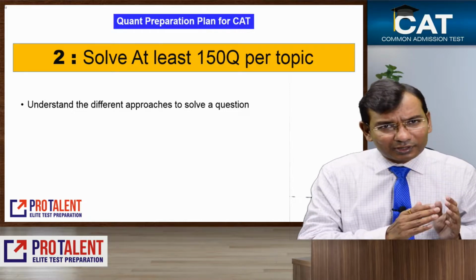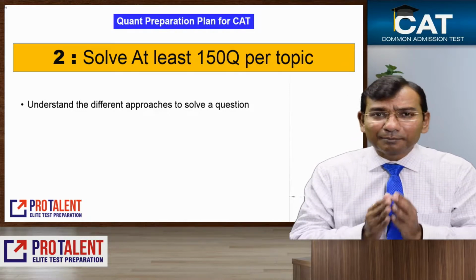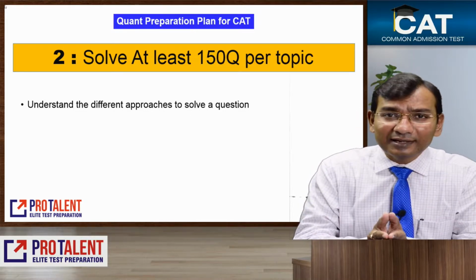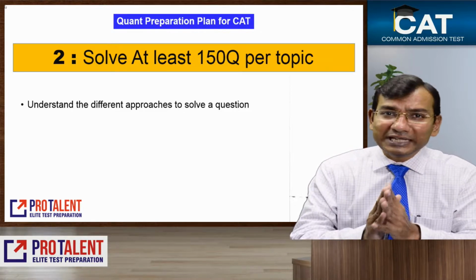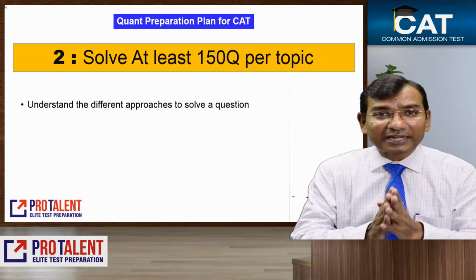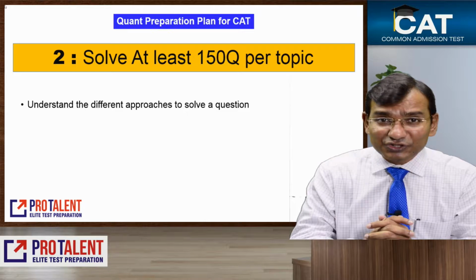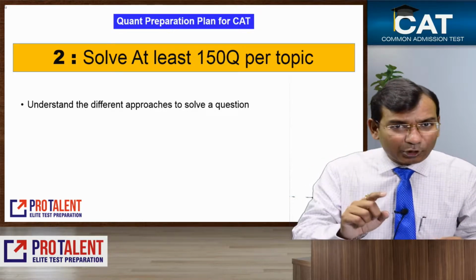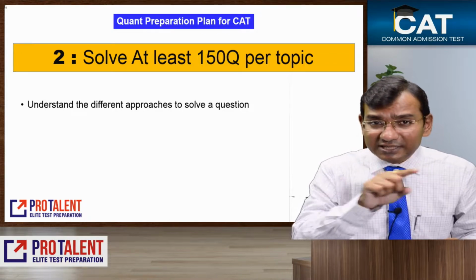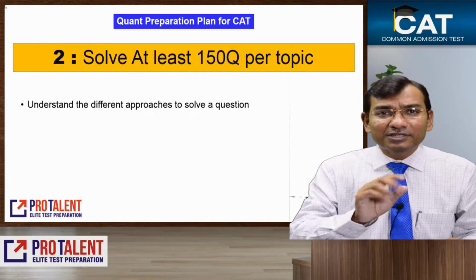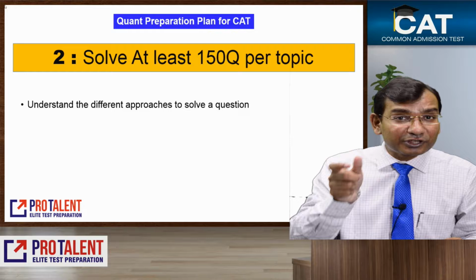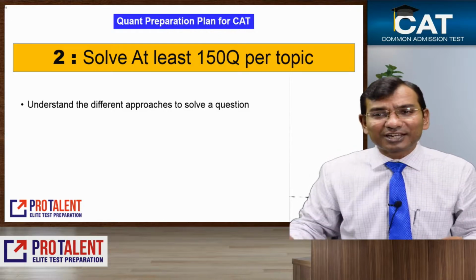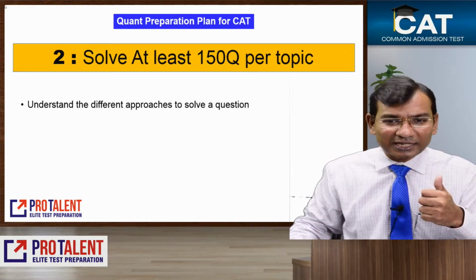Sir, should I solve 150 questions for all topics? My dear students, if you are targeting CAT 2020, possibly yes. My answer is yes. For CAT 2019 students, my answer is no. You cannot do it for all topics. For the topics that are easy for you, solve around 30 to 40 questions. For the tougher topics, solve 150 questions. I hope that makes sense.